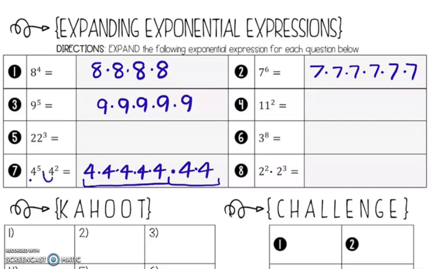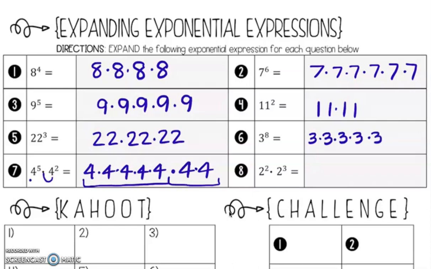Okay, let's go ahead and check your work. 11 squared, or 11 to the 2nd power, expanded out, should be 11 times 11. Number 5, 22 to the 3rd power, should be 22 times 22 times 22. Number 6, 3 to the 8th power, should be 3 times 3 times 3 times 3 times 3 times 3 times 3 times 3. Just go back and check them and make sure you've got 8 there.